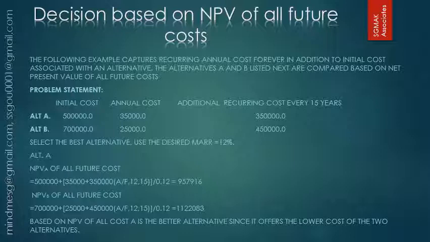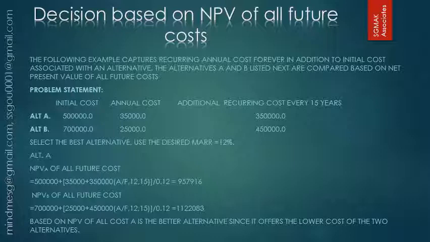Alternative A has an initial cost of $500,000, an annual cost of $35,000, and a recurring cost of $350,000 every 15 years, and that project is supposed to have infinite life. You can think about resurfacing a road with an initial cost. You've got an annual operating cost and then a recurring repair cost every 15 years.